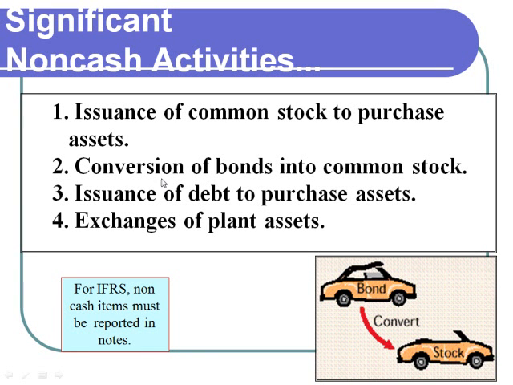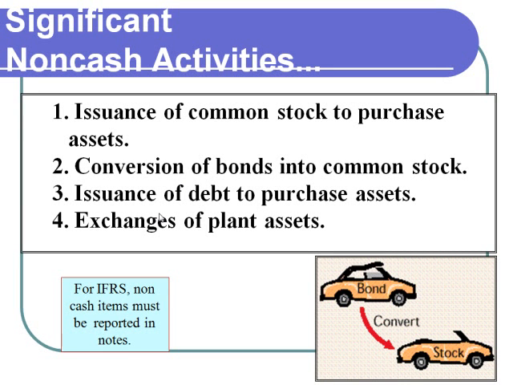Converting bonds into common stock. If you have a bunch of bonds on your balance sheet and the bondholders opt to convert them into common stock, that must be reported because, again, the bond account would go down, the common stock account would go up, and you want to explain that change.